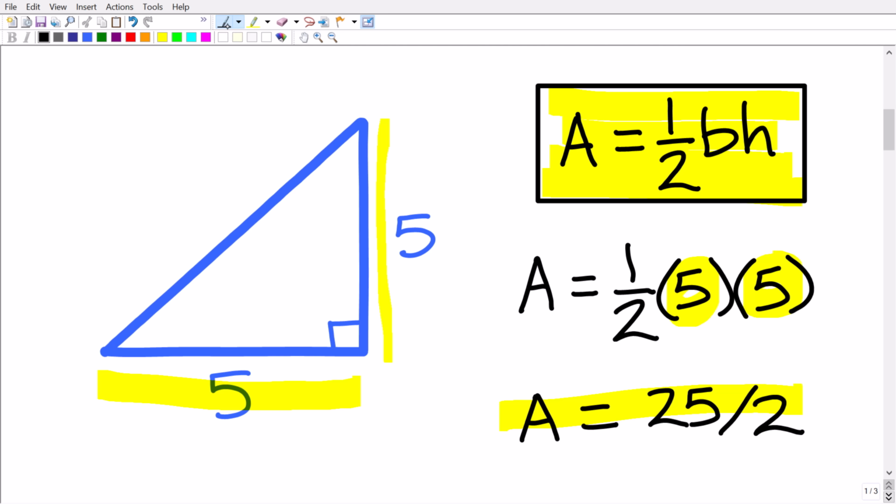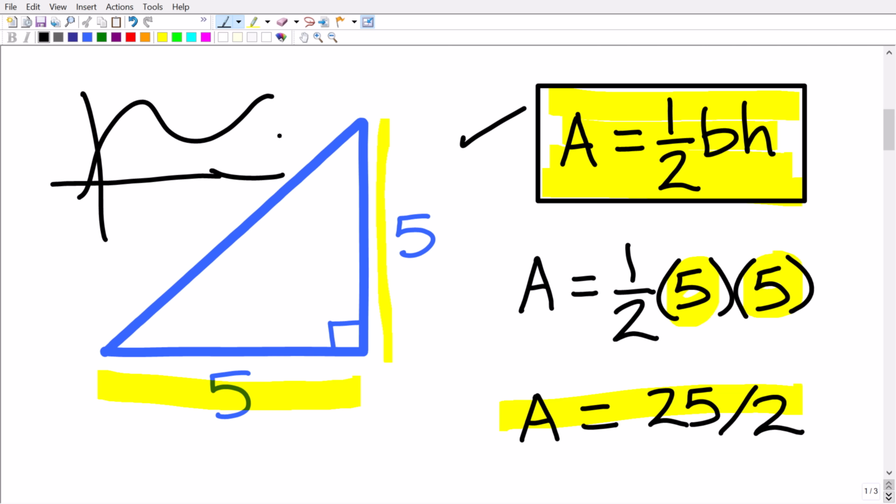And a lot of you might be saying, well, why do we need to use calculus to find the area of this triangle? Well, we don't have to use calculus to find the area of this triangle because we have a formula. But if we had another shape, maybe something like this, well, we don't have a formula to find the area of this thing. And this is where calculus becomes very powerful. So let's go ahead and talk about how to find the area of this triangle using calculus.